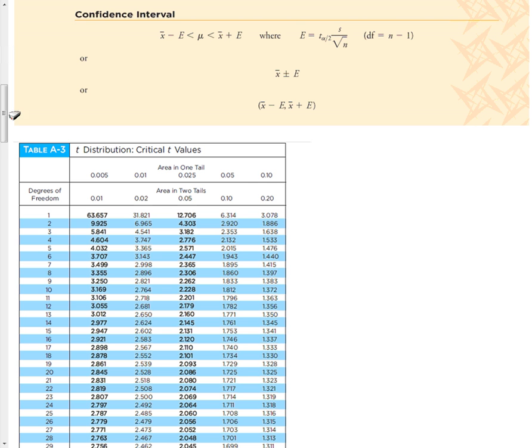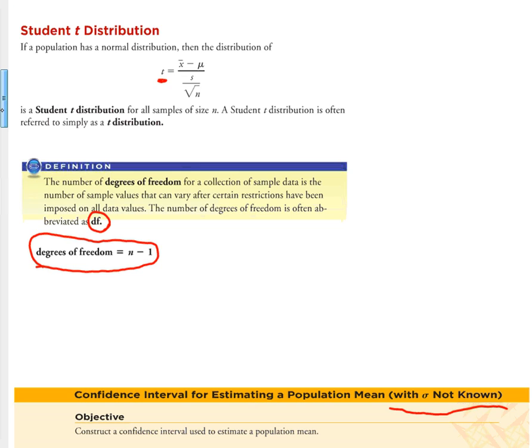So those are the only alpha over 2s that we can actually find critical values for using this table.